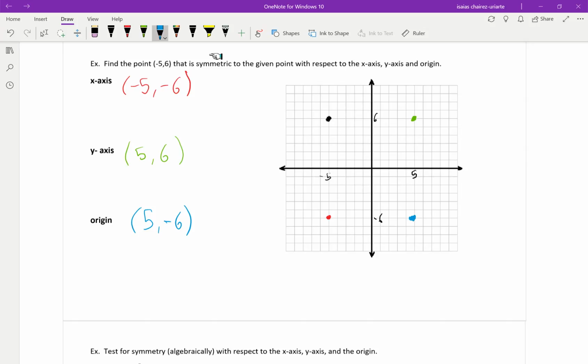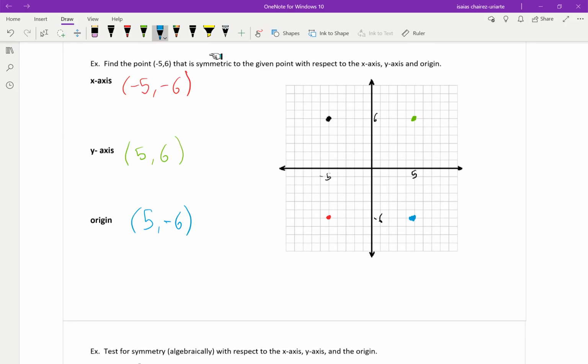All right, so hopefully we agree on these points and this idea of symmetry for a graph. Just remember that if a graph is symmetric with respect to the x-axis, it's not a function. That's okay. It's still just the graph of some equation, but it turns out it's just not a function.